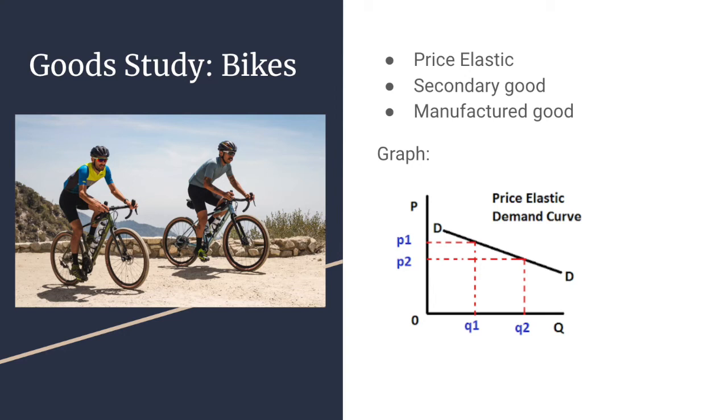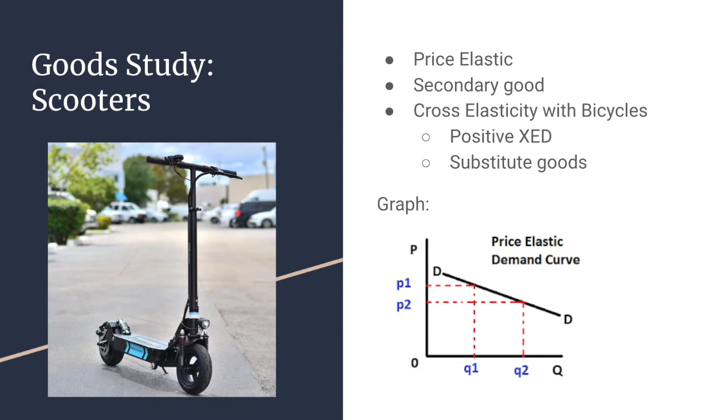Cross elasticity of demand measures the change in demand for a product in response to the change in the price of another product. Scooters provide compact transport similar to bikes, and so bikes and scooters serve as relatively close substitutes for each other. Substitute goods share a positive cross elasticity of demand. This means that an increase in the price of one will cause an increase in demand for another as consumers switch to the cheaper option.